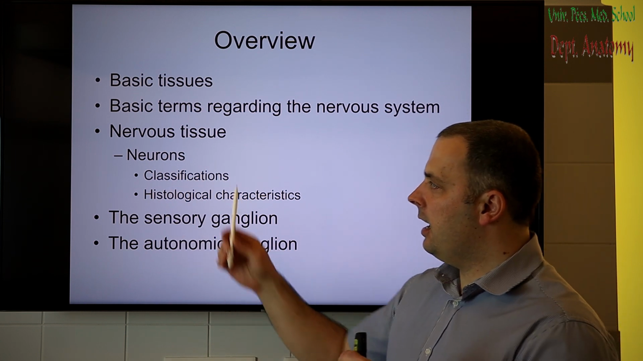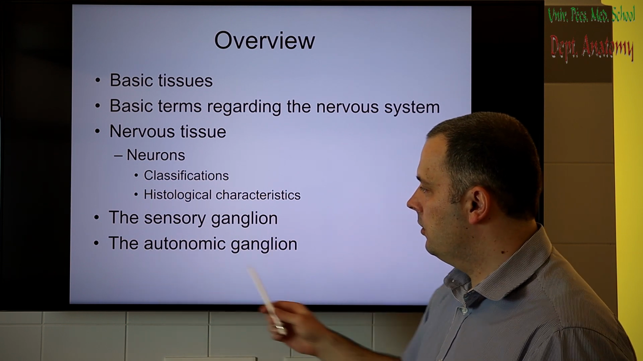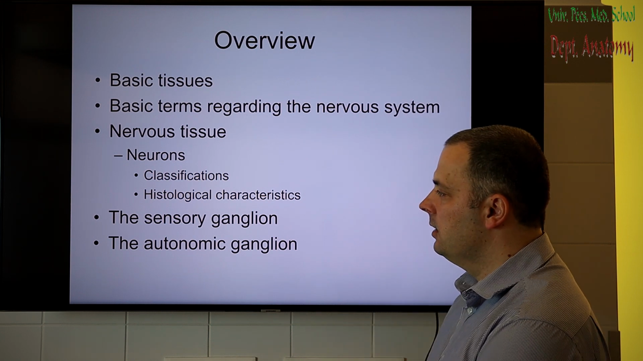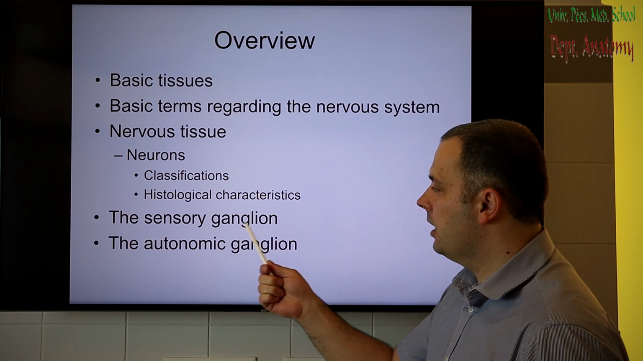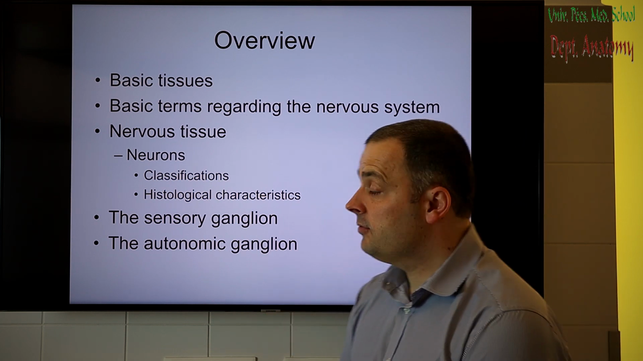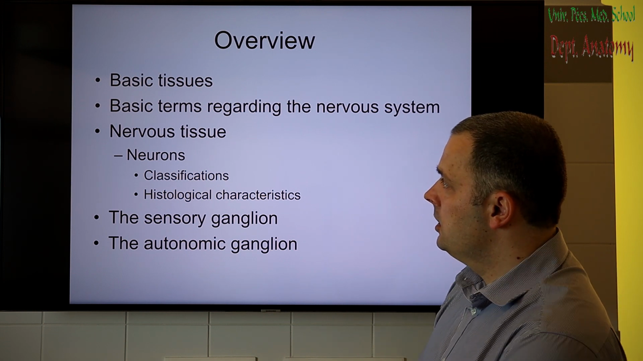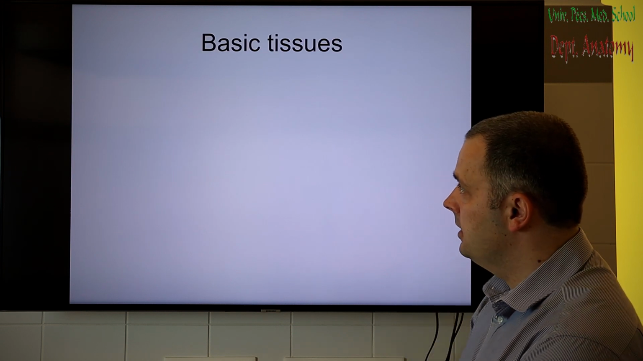And then after this introduction, we will turn to the sensory ganglion and the autonomic ganglion, which are slides you get familiar with in the practices. And very briefly, I would like to summarize those things that you have to find in the sections, the preparations also as well. So let's turn to the revision of the basic tissues very fast.